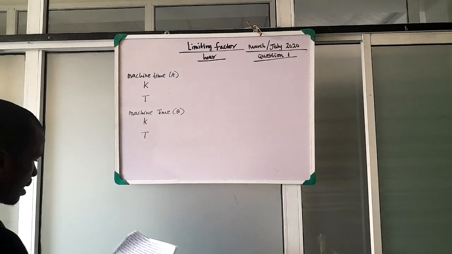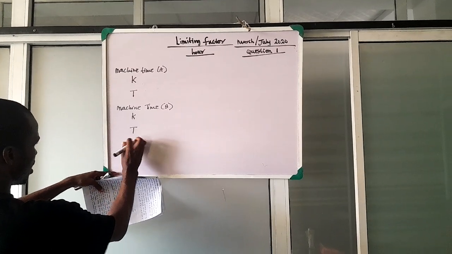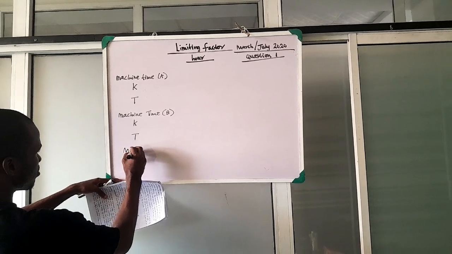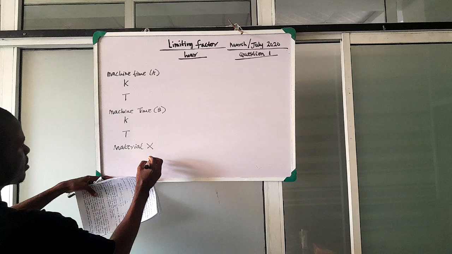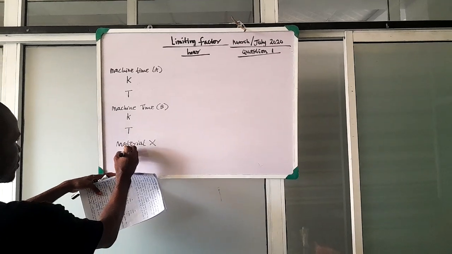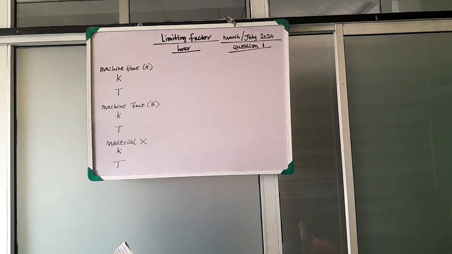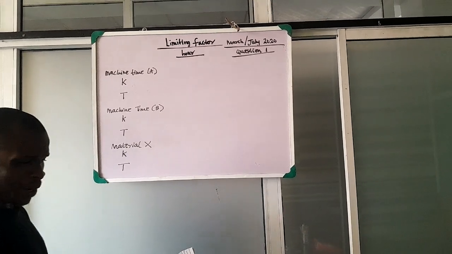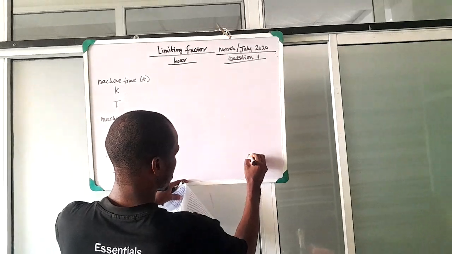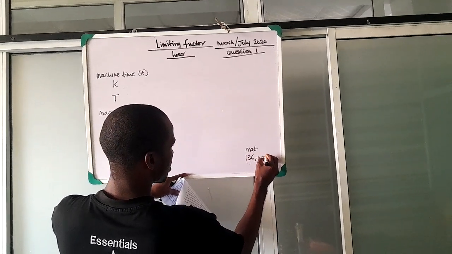Then clearly we also have material, which is limited. We have material X. We have K and we equally have T. Now we are limited based on what we have here. They say material is what? 136,000. Material maximum of 136,000.